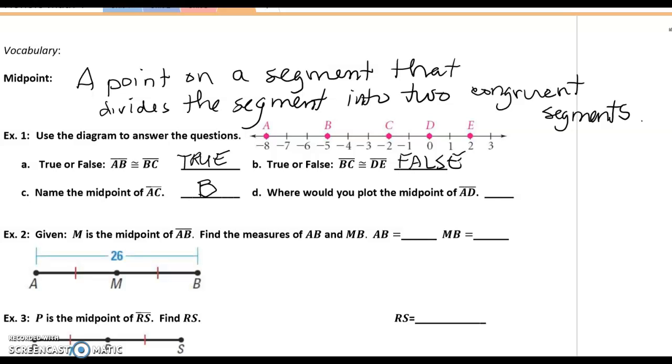Part D is asking you, where would you plot the midpoint of segment AD? Yep, we would plot it right at -4. Because from A to D is 8 units long, so the midpoint is supposed to cut that into 2 congruent segments, so that would need to be right here at -4. That's the location of the midpoint.